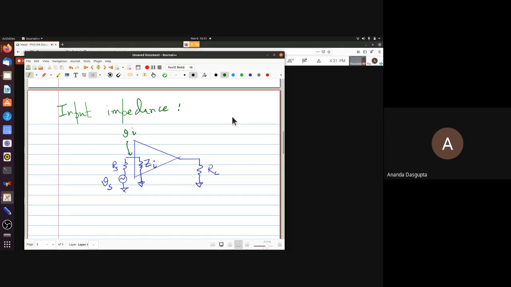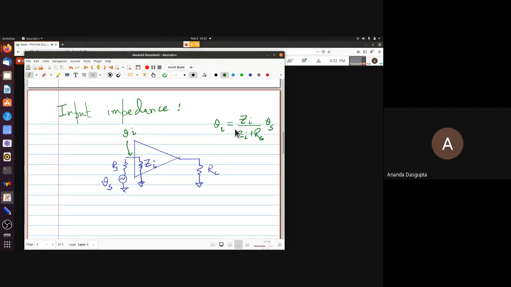Okay, so basically, the input voltage to the amplifier, what is really being amplified by the amplifier? Of course, the amplifier doesn't really know how much the source voltage is. All it can modify is what it gets. It gets Vi, and Vi is simply Zi by Zi plus Rs into Vs. And that gets amplified. An amplified version of this is delivered ultimately to the load resistance.